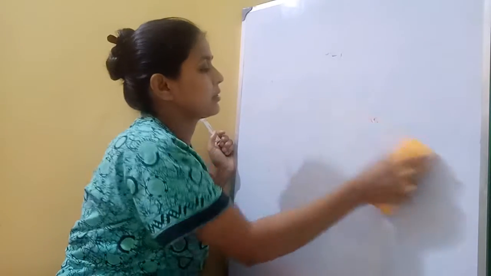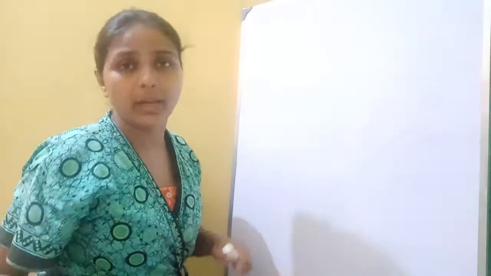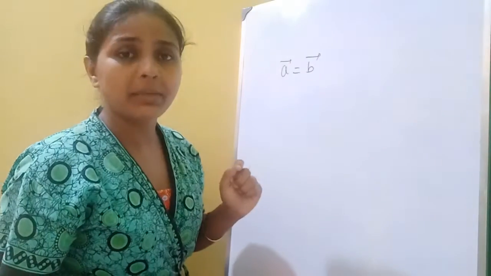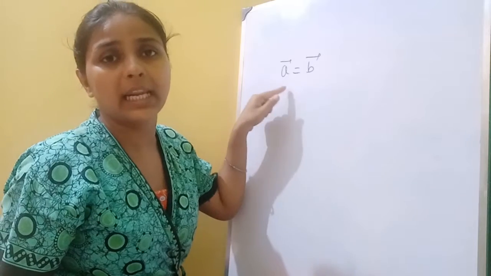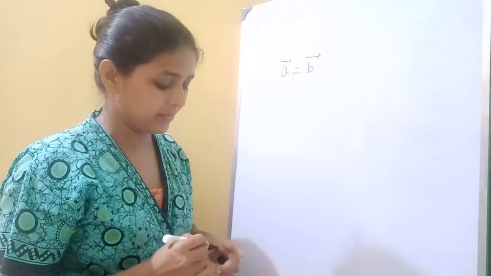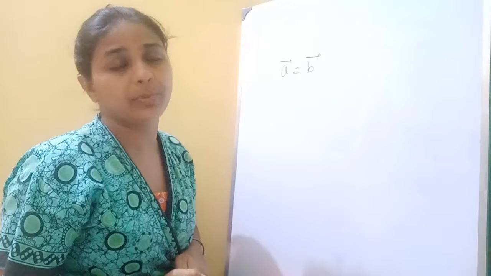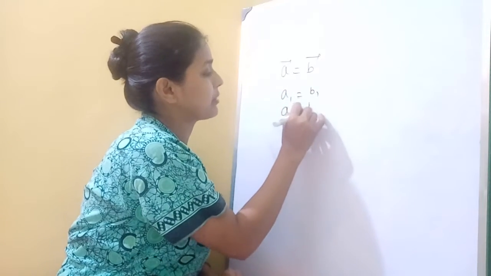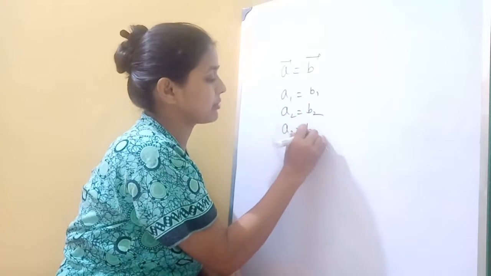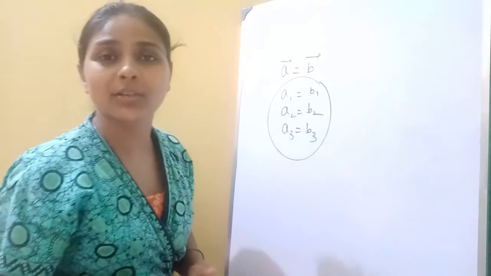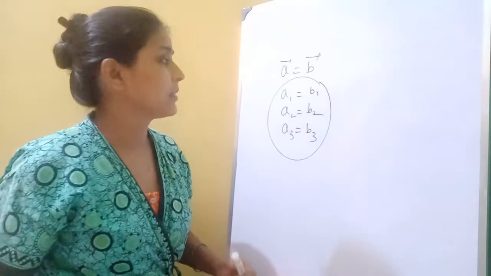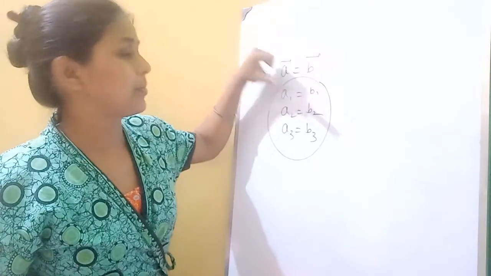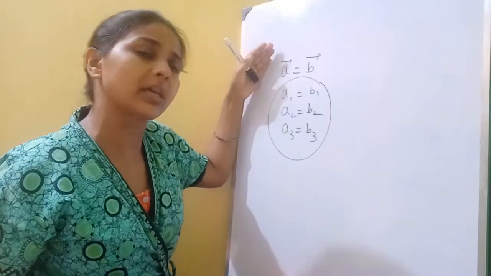Now equal vectors. When we are calling two vectors equal, suppose A vector is equal to B vector, that means each and every scalar component will be equal. That means A1 will be equal to B1, A2 will be equal to B2, A3 will be equal to B3. All scalar components will be equal. So this is the equal vectors property, or equal vectors condition.